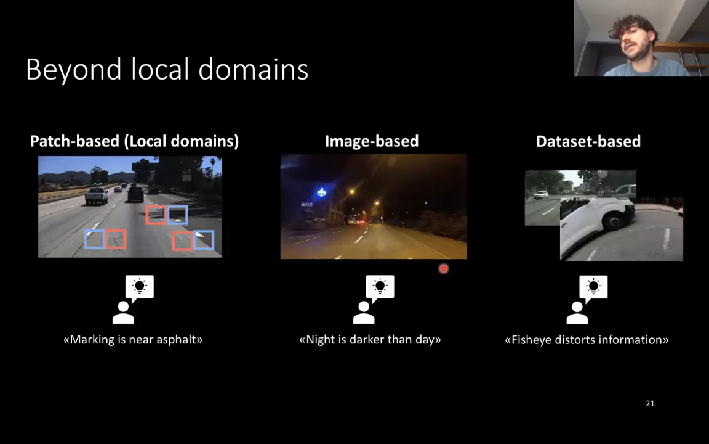But we can even go further and exploit dataset-based differences. For instance, the fact that fisheye distorts information, to generate relationships between different datasets. So this for us is also a call to exploit this kind of human knowledge in machine learning, which is still underdeveloped in some scenarios like these ones.